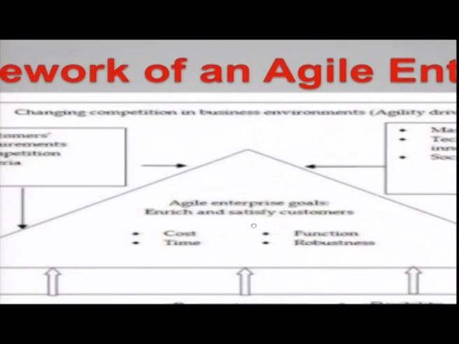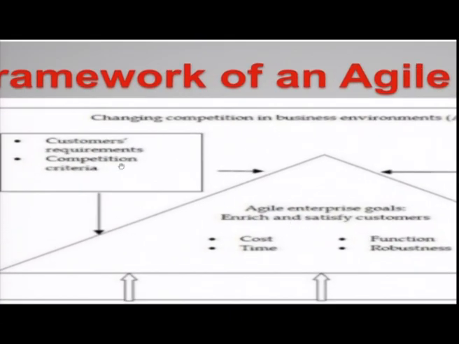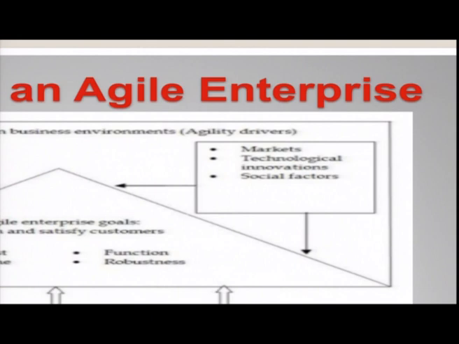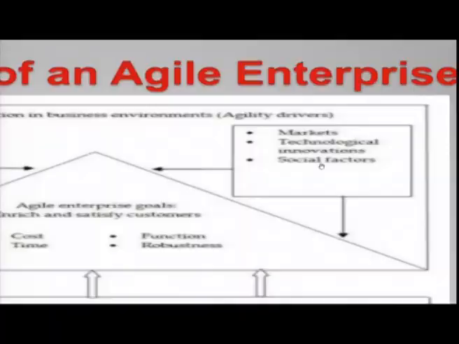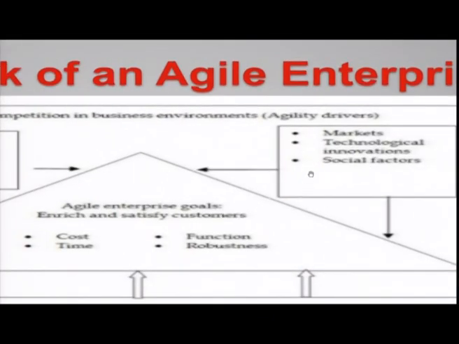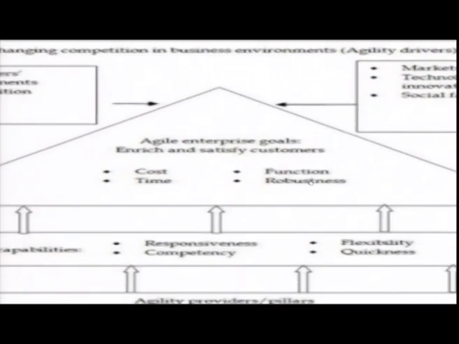To satisfy this agile enterprise goal, we saw the customer requirements and the competition criteria, and then we need to see how the market is. What will I do to make my product competent enough against the other market survivors? Then technological innovations and social factors. All these things determine the agile enterprise, and the goals speak about cost, time, function and robustness.